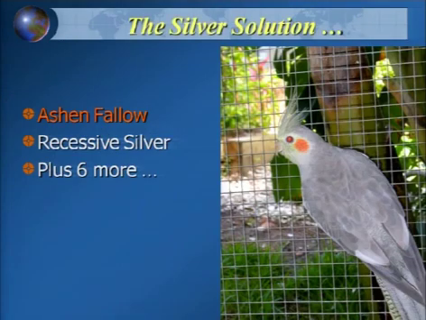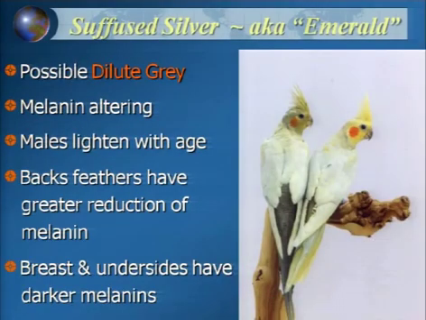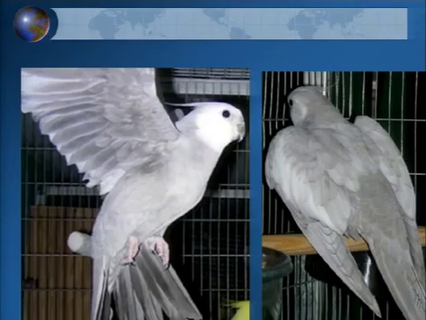Okay, again, it's time for the silver solution. And we have birds that are referred to as recessive silver, now called ashen fallow, plus 6 more. Okay, here we come to what I call the suffused silver, aka emerald.